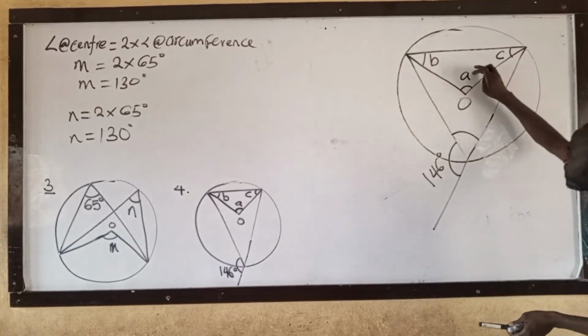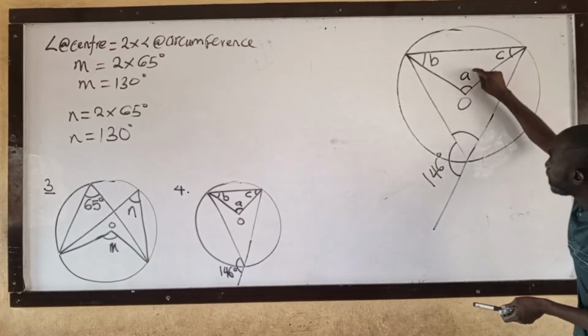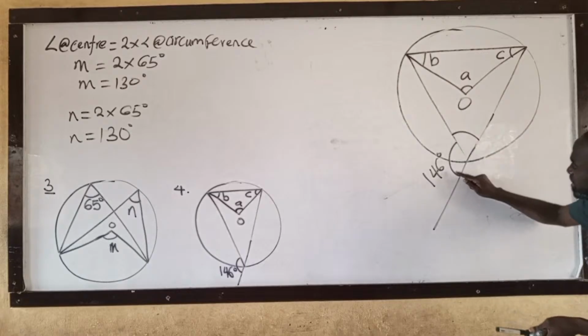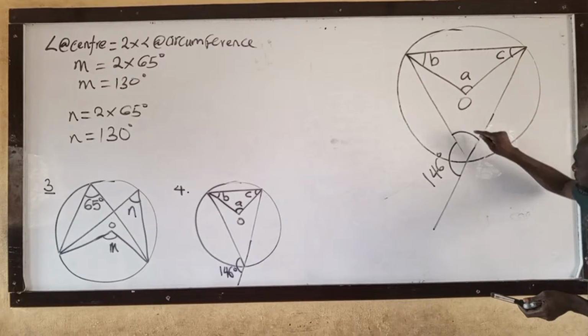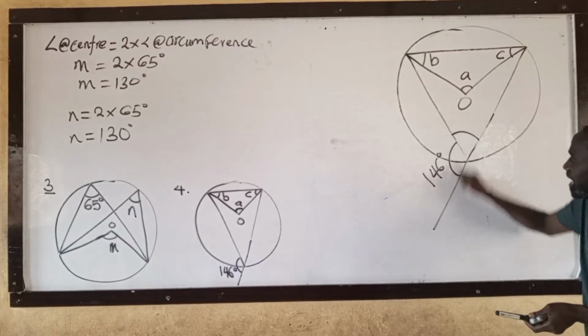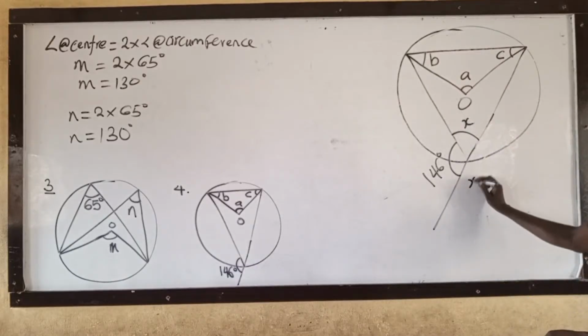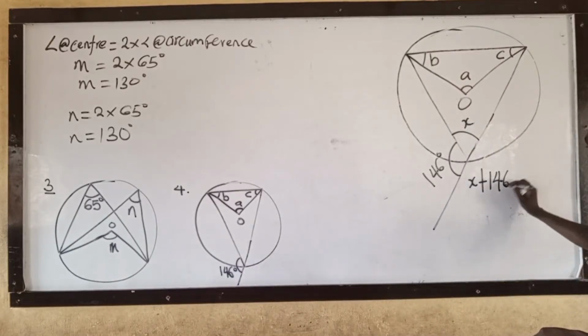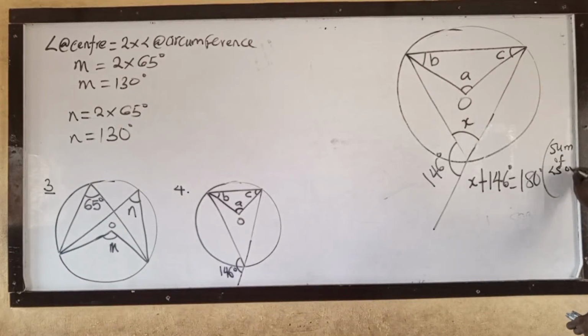So this is the center. This is the circumference. But this circumference was not given. Center was given. We were given this one to use to get this circumference. This one and this one, they are angles on a straight line. So I can put X here. X plus 146 equals 180. What's the reason? Sum of angles on a straight line.